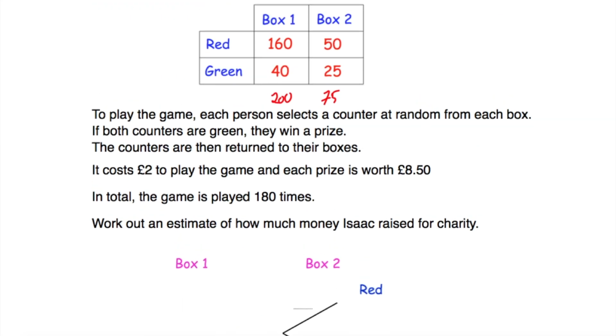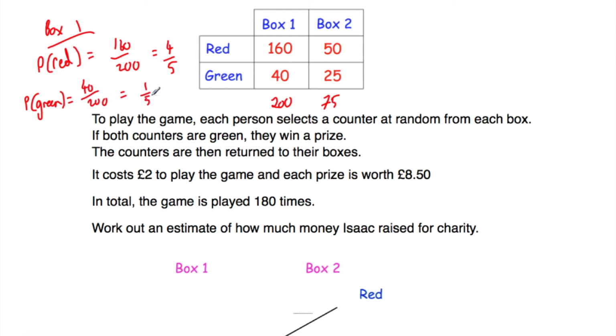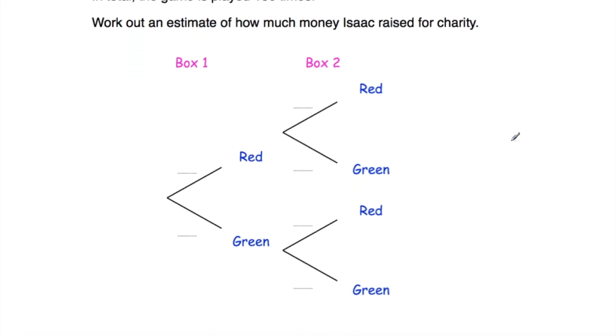green. So if we have a look at this, in box 1, there's 200 counters, and 160 of them are red. So in terms of the probability, in terms of box 1, the probability of red, and that notation just means the probability of the counter being red, would be 160 out of 200. Now if we cancel that down, that's going to be equal to 4/5. So the probability that a red counter is chosen at random from box 1 would be 4/5, and the probability for green would be, well, there's 40 green counters out of the 200, so that's going to be 40 out of 200, and that cancels down to be 1/5. So we've got those probabilities in terms of box 1. The probability for red would be 4/5, and the probability for green would be 1/5.